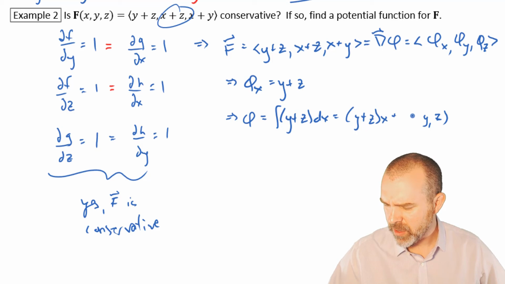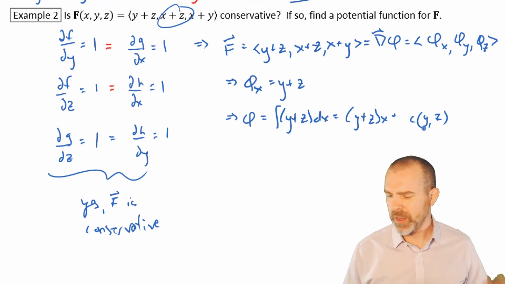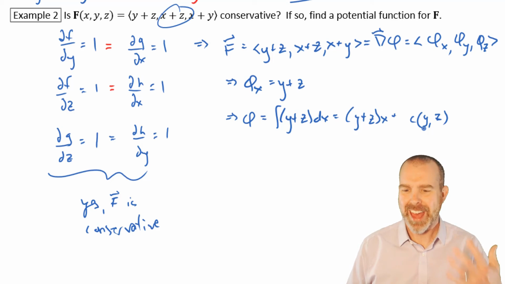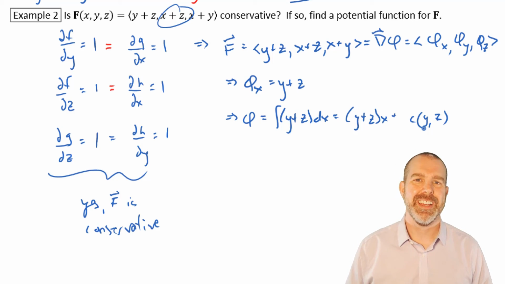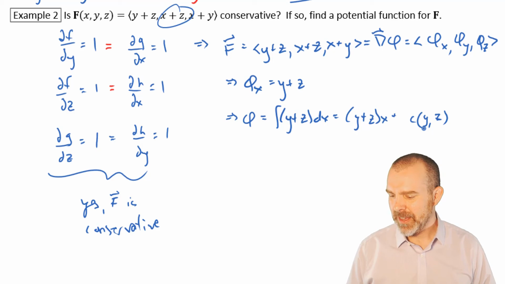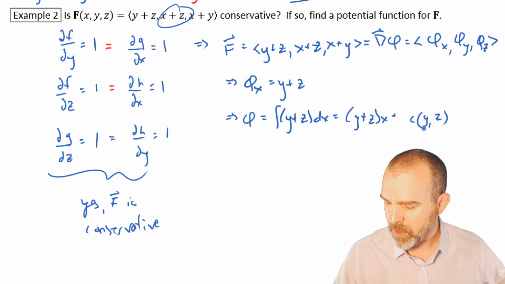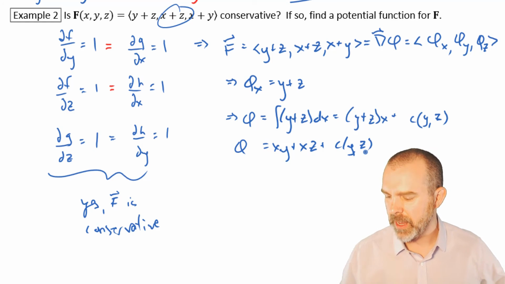And I think we usually, I don't want to use h here, we already have h, so we're going to use c. It's not a constant, but it's kind of like that integration constant. So it's the integration c. Okay, that's our phi. Okay, well, let's multiply that out. So phi equals xy plus xz plus some unknown function of y and z.